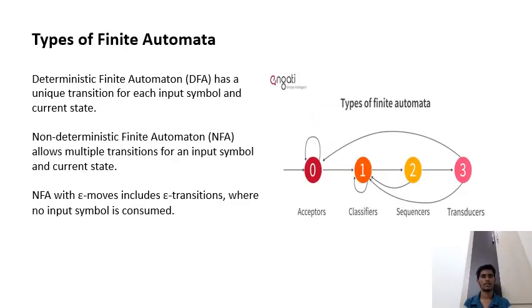Types of finite automata. A deterministic finite automaton (DFA) has a unique transition for each input symbol and current state. A non-deterministic finite automaton (NFA) allows multiple transitions for an input symbol and current state. An NFA with epsilon moves includes epsilon transitions where no input symbol is consumed.